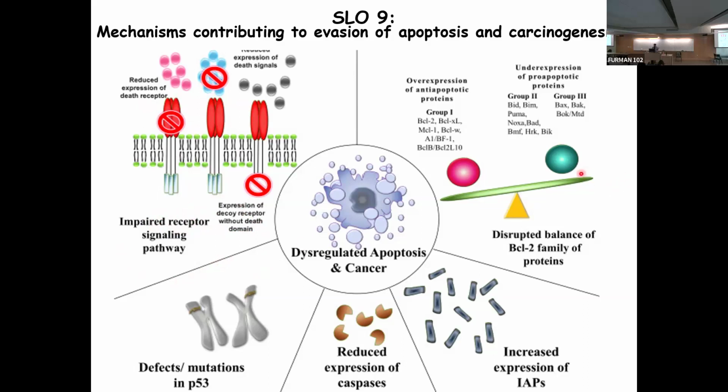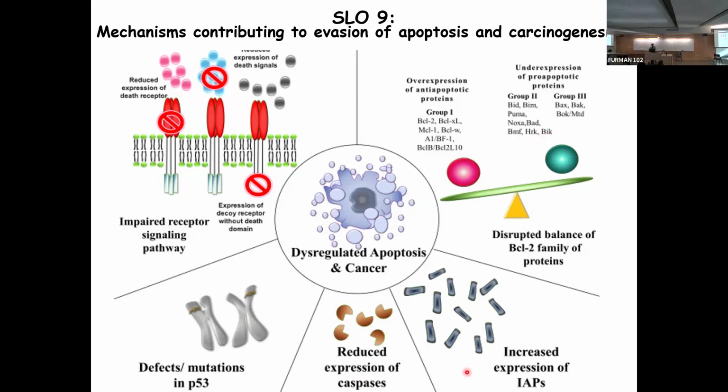The other scenario could be overproduction of anti-apoptotic proteins or underexpression of pro-apoptotic proteins. What does that mean? This is a fulcrum, and that fulcrum has to shift in this way. That means there would be more production of proteins that can prevent cell death, allowing me to survive, or less production of the proteins that would promote cell death, correct?